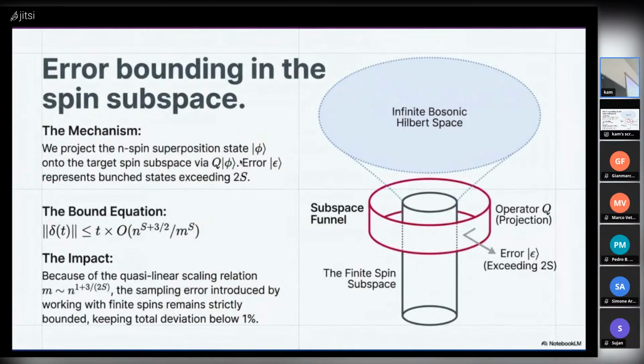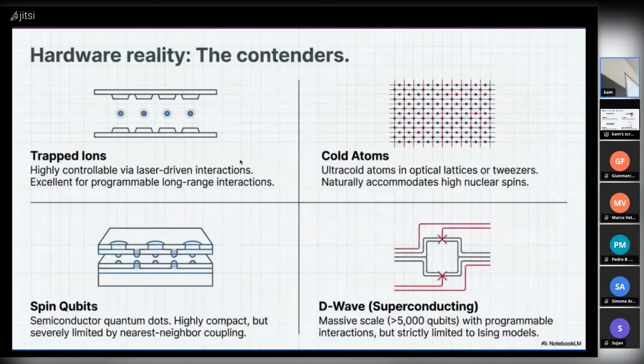Okay, so for this case, the error bar is okay. So the constant is this. You have this kind of m proportional to n to the power of 1 minus 3 over 2s. So you see it's inversely proportional to the spin quantum number. So with the larger spin, the scaling is more linear, and in principle it's doable in trapped ions, Fermi terms and spin qubits.